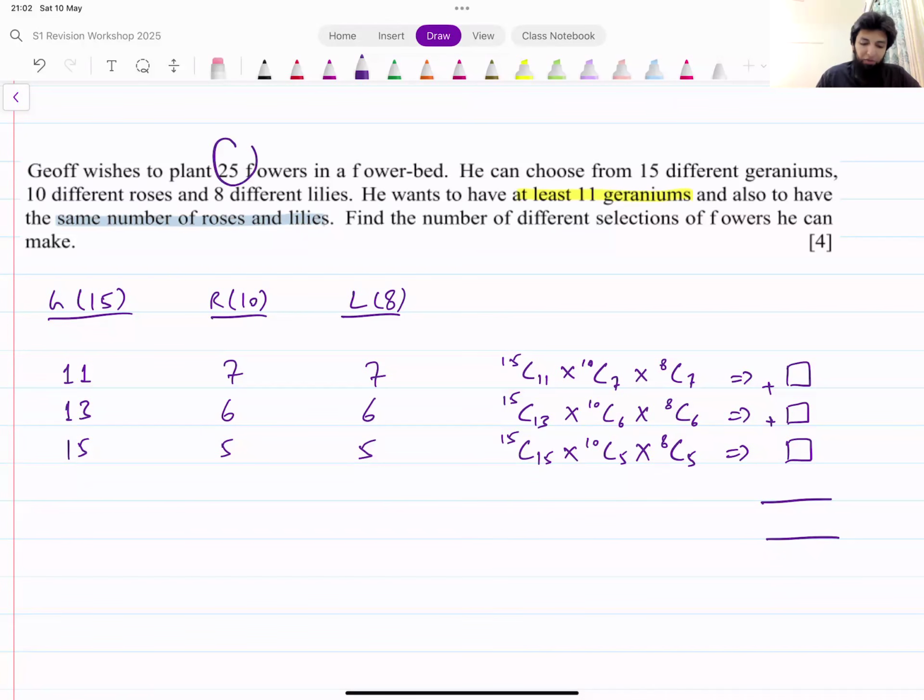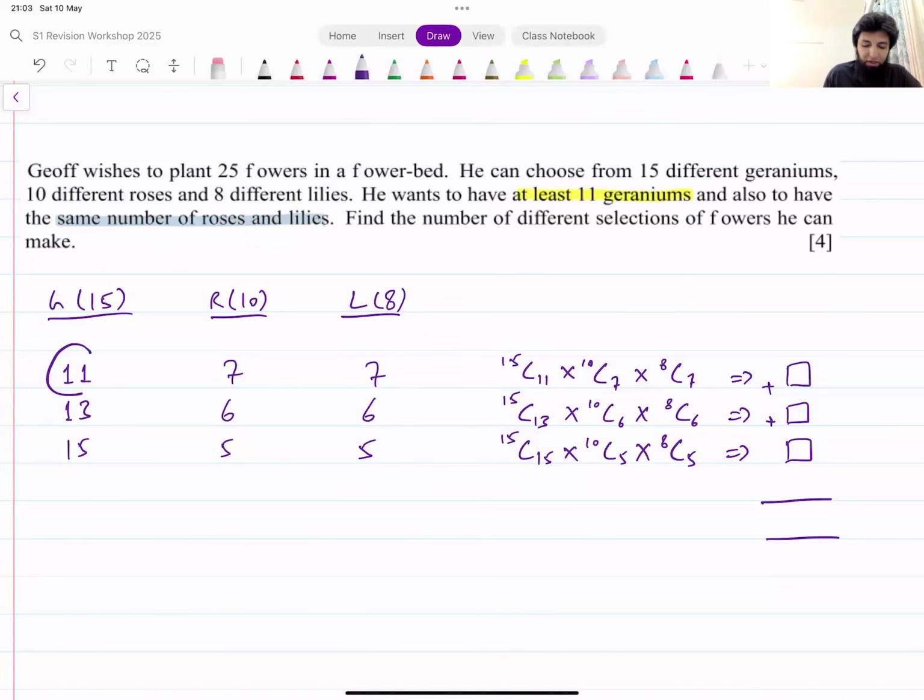Okay, so you have to plant 25 flowers. You've got 15 geraniums, 10 roses, 8 lilies. Now, the total number has to be 25. There should be at least 11 geraniums. So now you have to make the different cases that are possible for this.